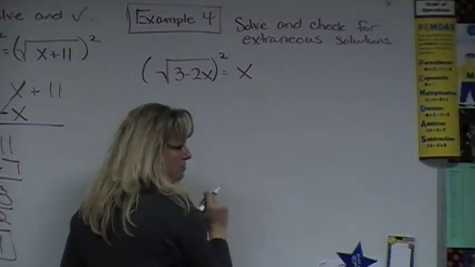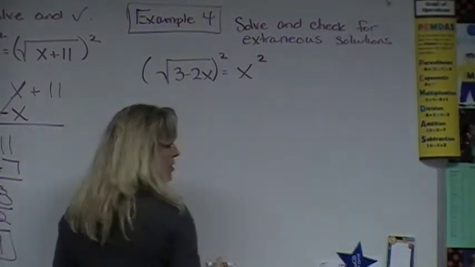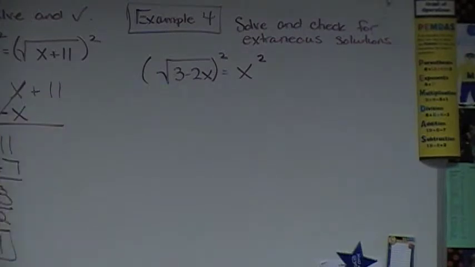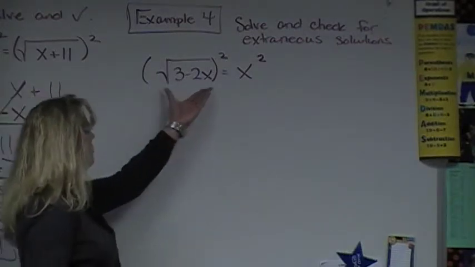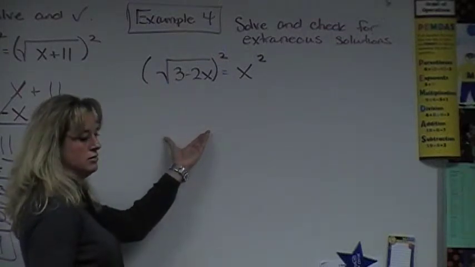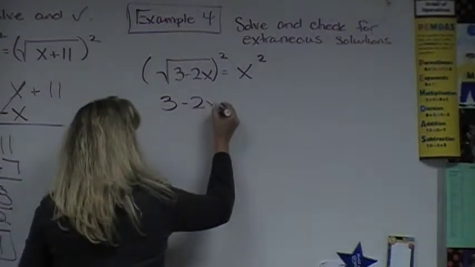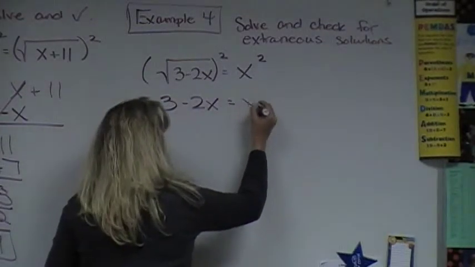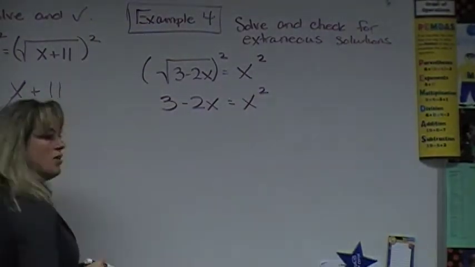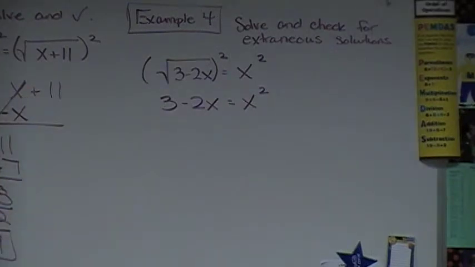Well, what happens over here? It's x squared. And we can't get rid of a square in this case because there's no radical there to get rid of. So automatically, what do we get on this side? 3 minus 2x. Perfect. But what is the other side equal to? x squared. And so now we've automatically made this a quadratic equation because we have a square now.